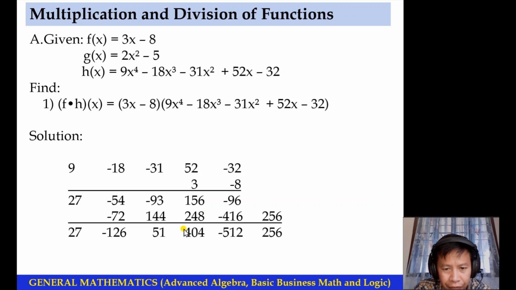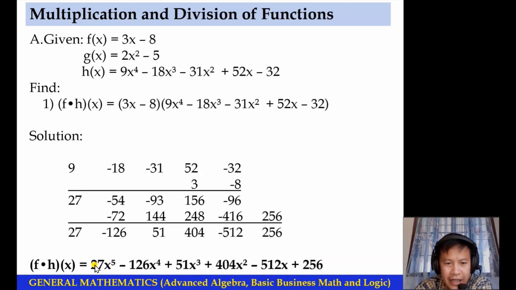Did you understand? Then you're going to add 156 plus 248 is 404. Then negative plus negative is negative. 96 plus 416 is 512. And that is negative, of course. Then bring down 256.